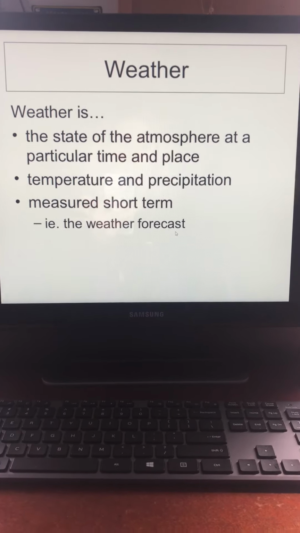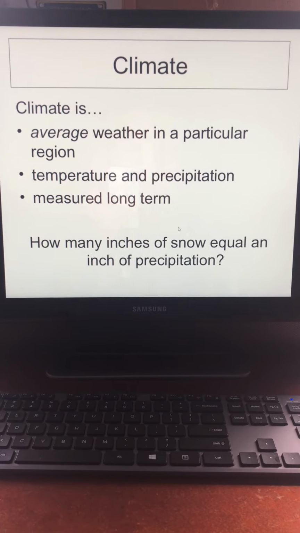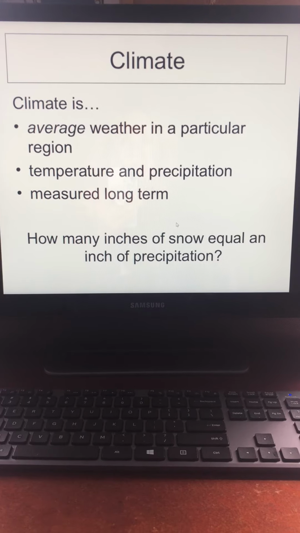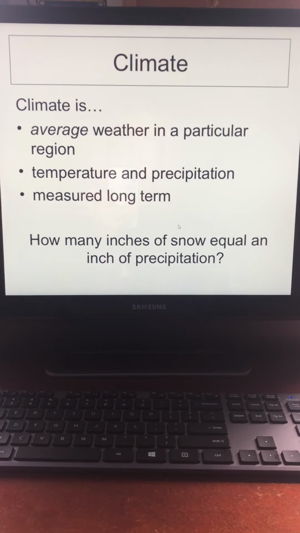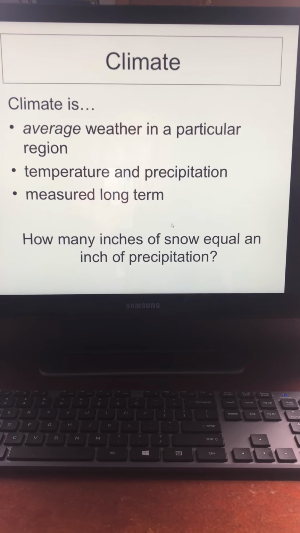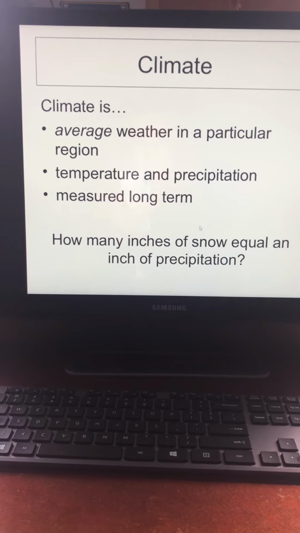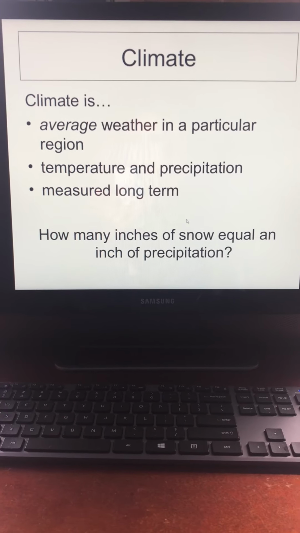And then I just want to share another slide with you, and this slide is talking about what climate is, because people do confuse these two. So climate is the average weather in a particular region. It measures the temperature and the precipitation, but it measures that particular region over the long term.